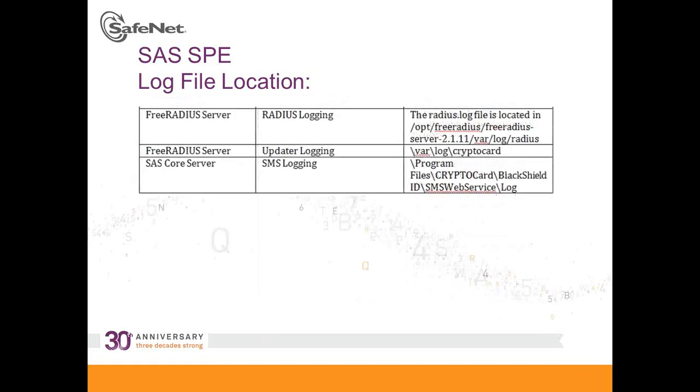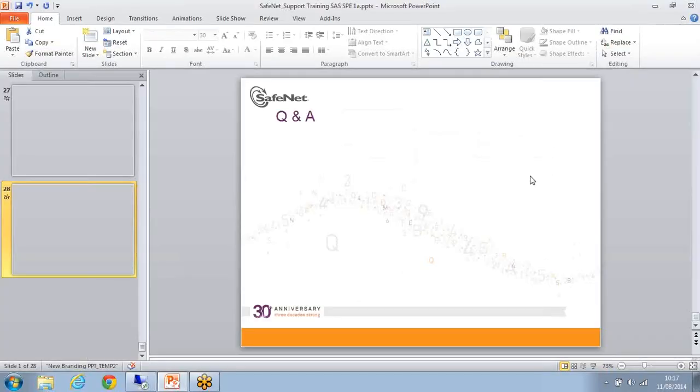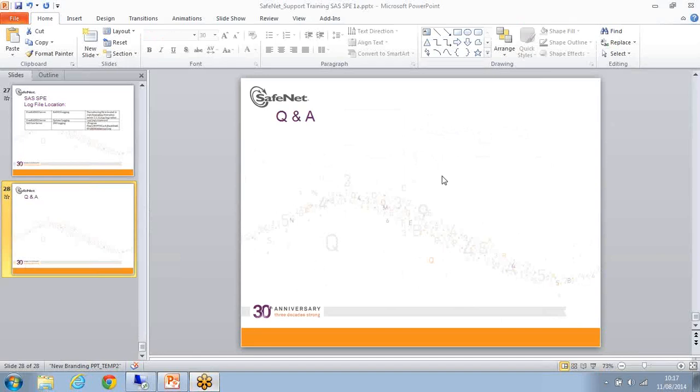Under FreeRADIUS, we have our Radius logging, which is /opt/freeradius-server, the version, /var/log/radius. Our updater is /var/log/CryptoCard, and our SAS core logging for SMS is under SMS web service /log. And that concludes this section here. What I'd like to do is open up to any questions.